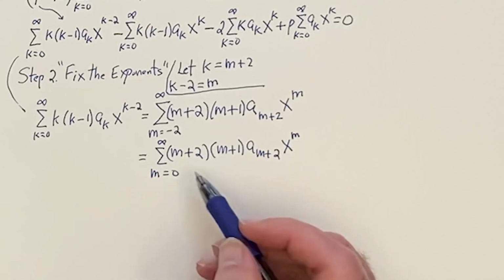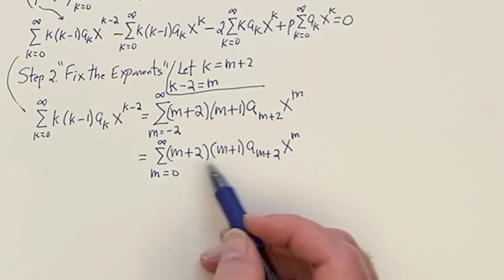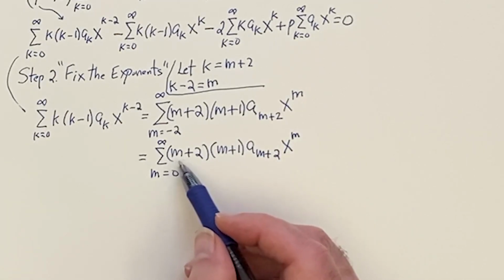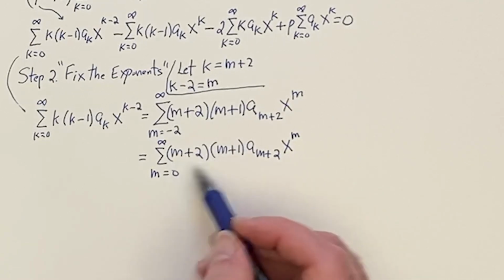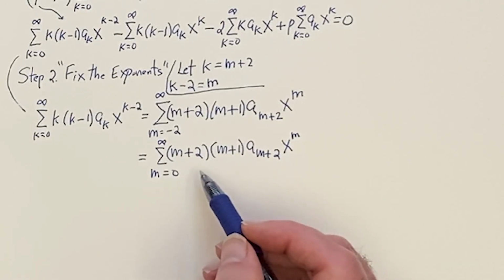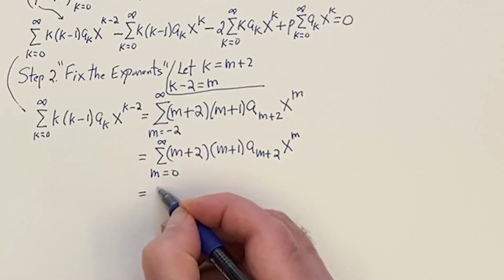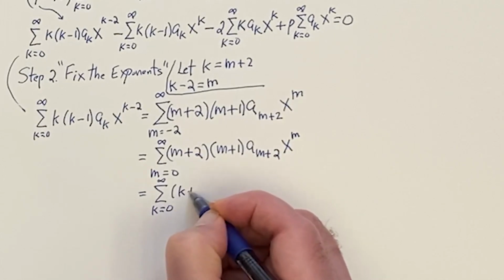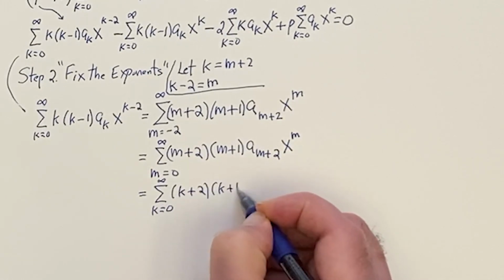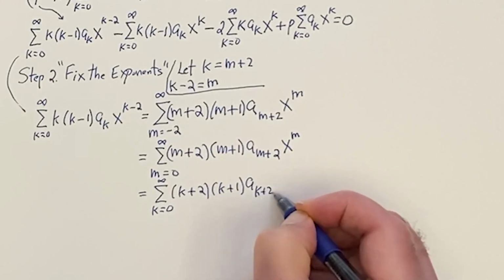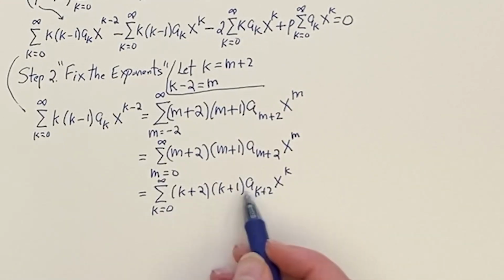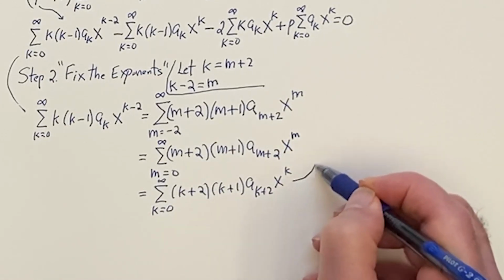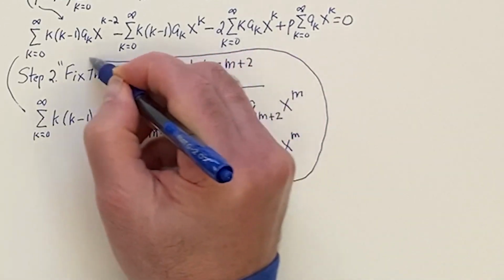Now when you get this far, since this m is an index that's summed over, we could call that j, anything you want. You can call it whatever you want. So now at this point, I'm going to call it k again. K goes from 0 to infinity. Then I have k plus 2, k plus 1, a sub k plus 2. I just copy the same thing down with the k's. And then this is now going back in for there.